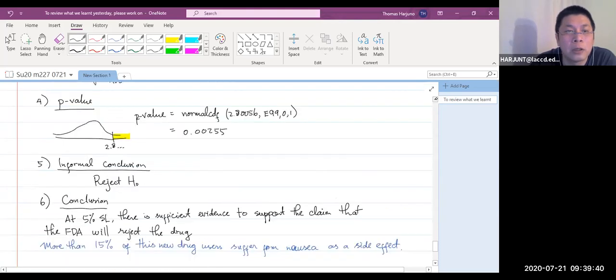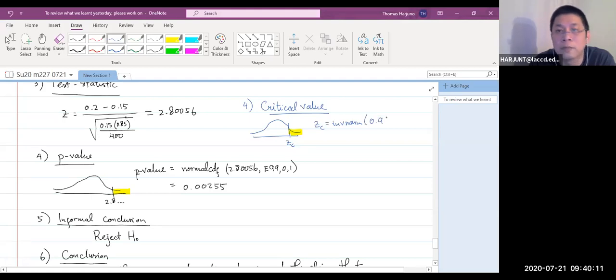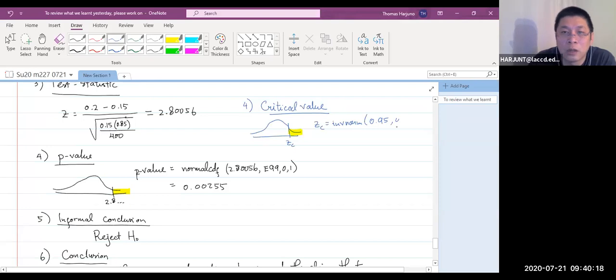How about the critical value? That's a right tail. The area to the right is 5%. So the area to the left is 95%. So Z critical equals inverse norm 0.95. It's 5%, right? Yeah, it's 5%. With 0, 1, I think that's 1.64 something. 1.64485.